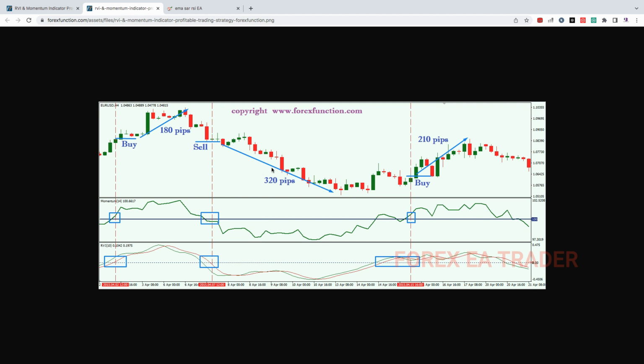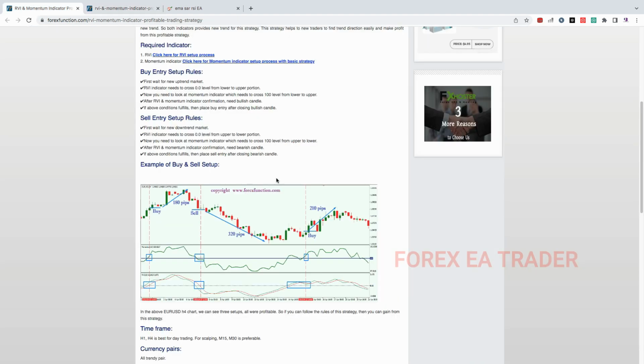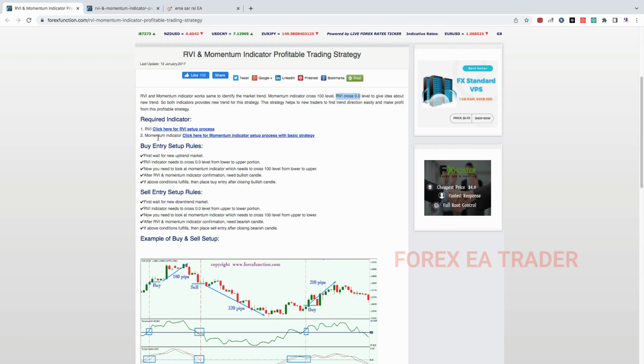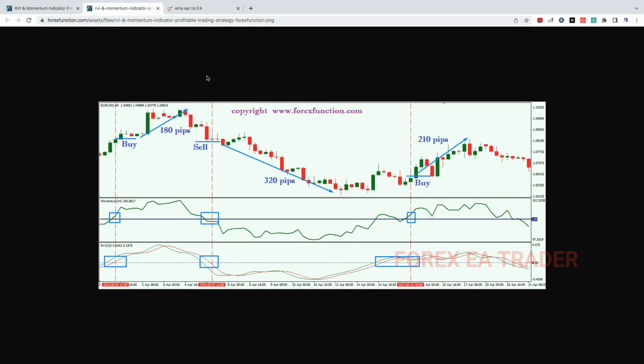So yeah, but let's go back to here and just see some of the rules. Okay, so you want the RVI. The RVI is a relative vigor index, I think, and a momentum indicator, of course. Then, for the buy rules, what we want is first to wait for a new uptrend market. Okay, the RVI indicator needs to cross the 0 level from lower to upper. Okay, this will be for a buy.